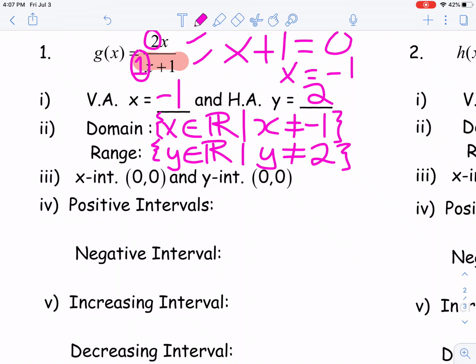The x and y intercepts, of course, are easy here: (0, 0), because if you put a 0 in the top of our fraction, or in the numerator, 2 times 0 makes the whole fraction 0. And vice versa. If 2x over x plus 1 is set equal to 0, then x would be 0. Positive intervals, we have to do once we draw a graph. Negative intervals, same thing. Increasing and decreasing intervals, we're going to come back to once we've created our graph.